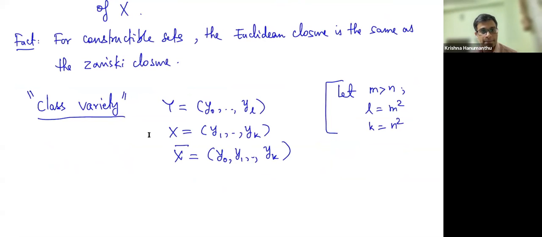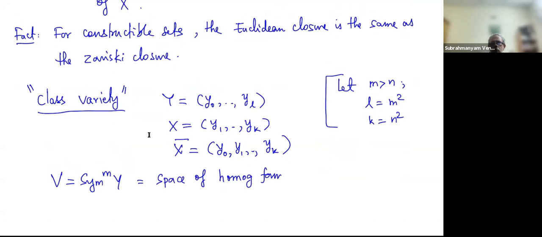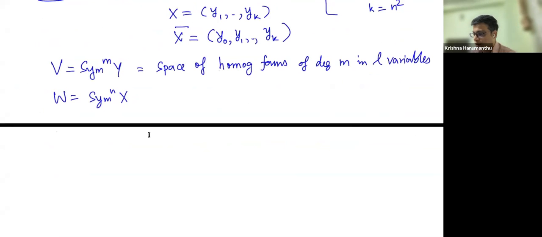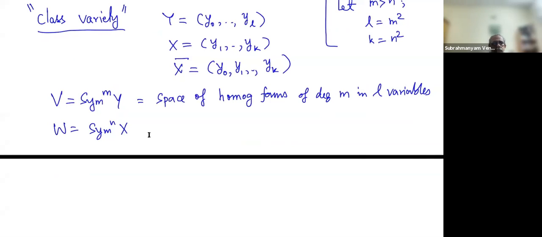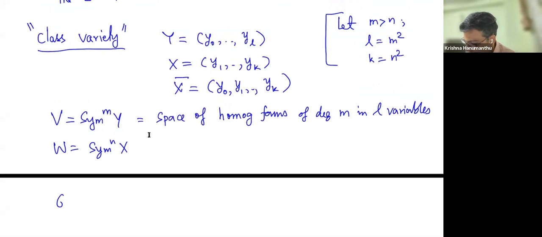Okay, so I have some obvious things here. I'll define some vector spaces. So I'm going to take V to be Sym^m, the space of homogeneous forms of degree m in L variables. And similarly I have Sym^n, the space of homogeneous forms of degree n in k variables. Yes, so in n squared variables.